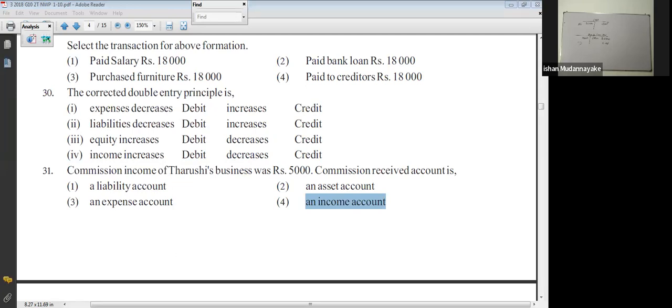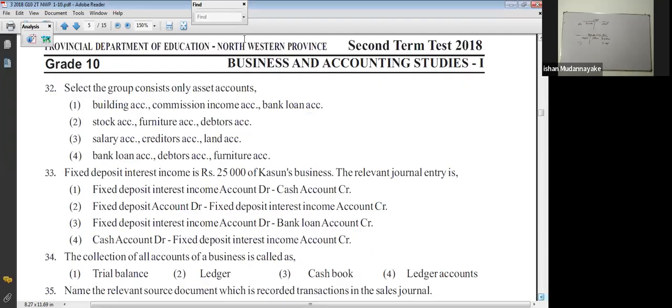Okay, right. Now we will move on to question number 32. Look at question number 32. What's the answer for question number 32?